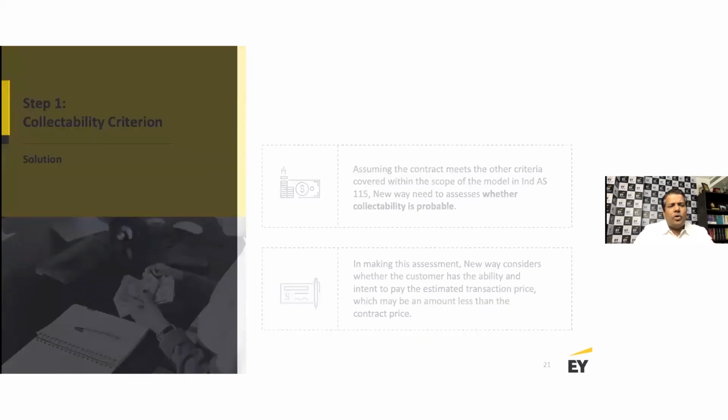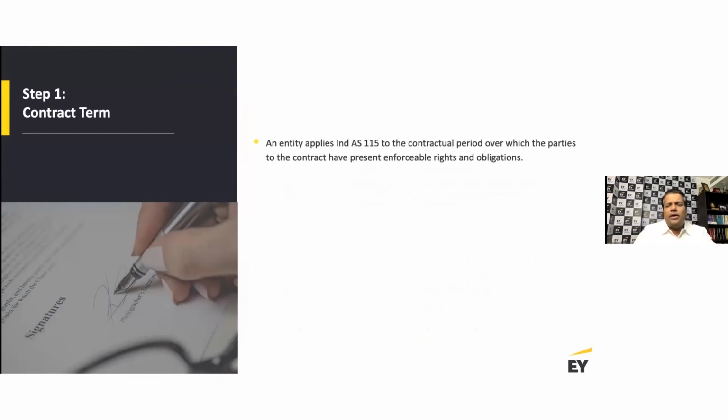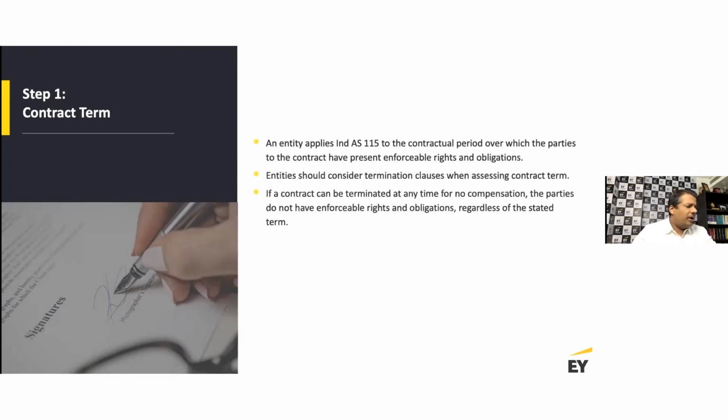Okay, let's move forward to talk about contract terms. So we talked about collectibility, we talked about rights and obligations, and we took an example of identifying a contract like a purchase order. Let's now talk about contract term. How do you identify a contract term, and why is this important? This is important for you to visualize and determine the total duration of this contract. The standard suggests that an entity applies Ind AS 115 to the contractual period over which the parties to the contract have enforceable rights and obligations, right? Now, for you to assess any contract term, you need to focus on the termination clause.